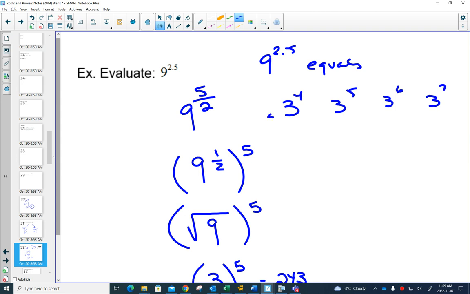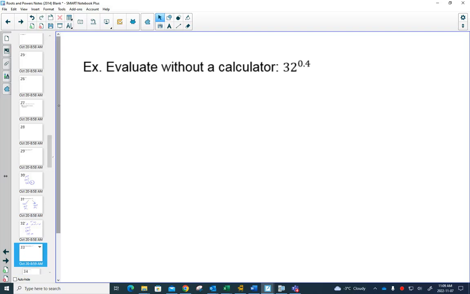There we go. A, B, C, D. That would be a good multiple choice question because you'd have to know how to change it in order to make that match. Without a calculator one.